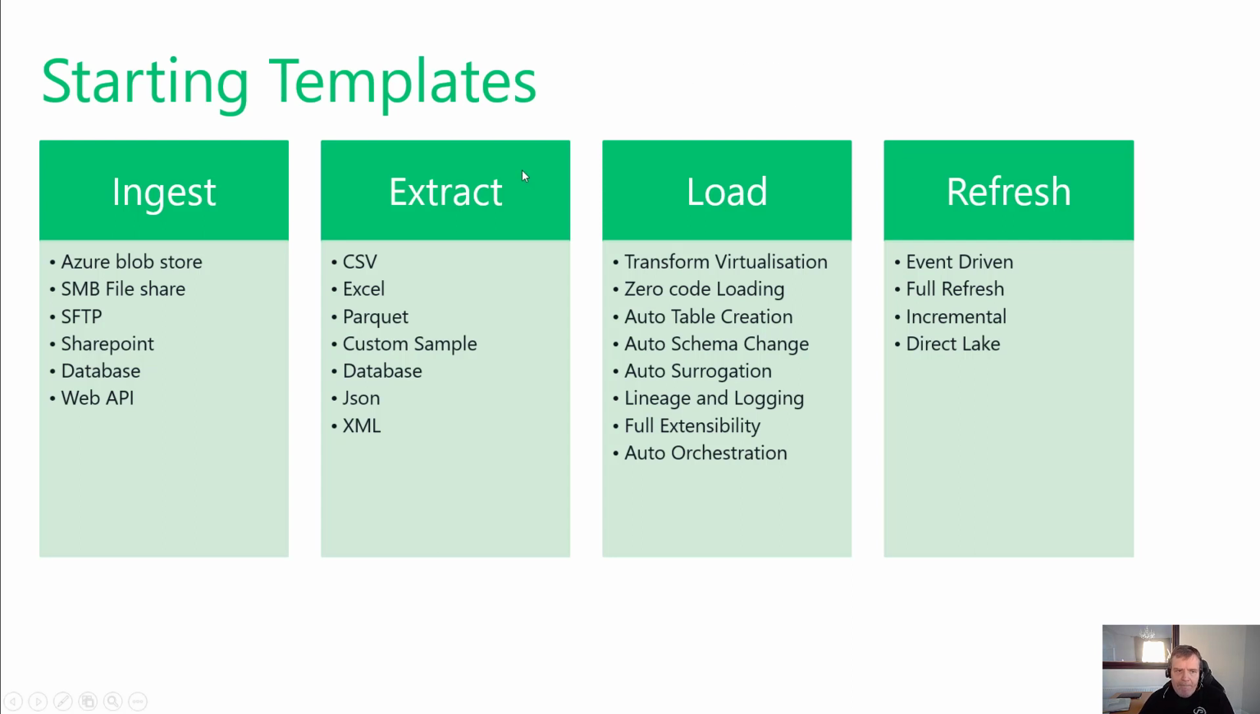Extract then is converting that into a tabular format so it can be used. So we have standard extract libraries for CSV, Excel, Parquet, table-based, JSON, and XML. On most projects, that covers the type of data that you're likely to have, but we also have full extensibility where we can plug in our own custom extracts if you get some proprietary format.